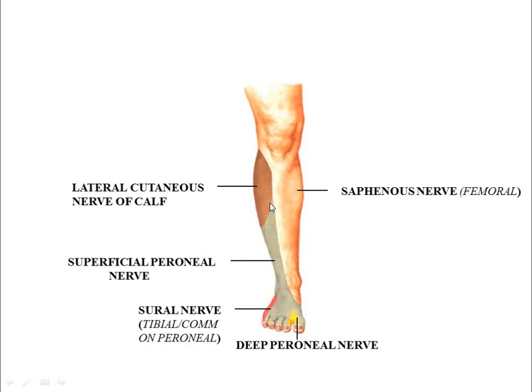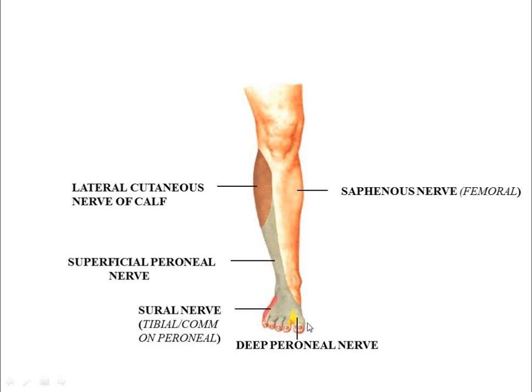The lateral half of the front of the leg is supplied, on the upper one third to half, by the lateral cutaneous nerve of the calf, which is a branch from the common peroneal nerve. And the lower half of the leg laterally is supplied by the superficial peroneal nerve, which again is a branch of the common peroneal.